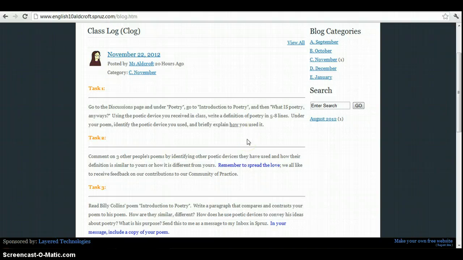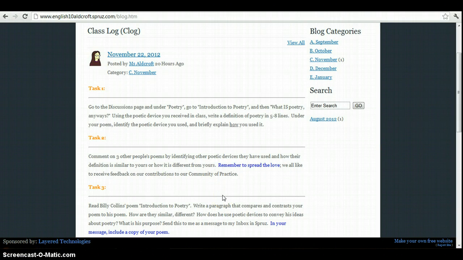Task number 2 asks students to comment on 3 other people's poems by identifying other poetic devices they have used and how their definition is similar to yours and how it is different from yours. Remember to spread the love. We all like to receive feedback on our contributions to our community of practice.